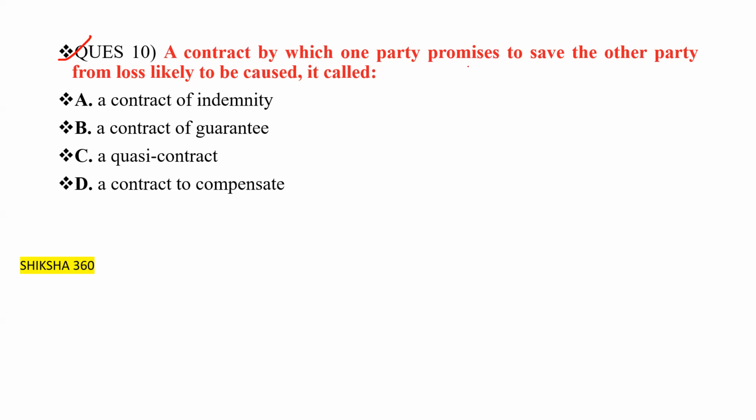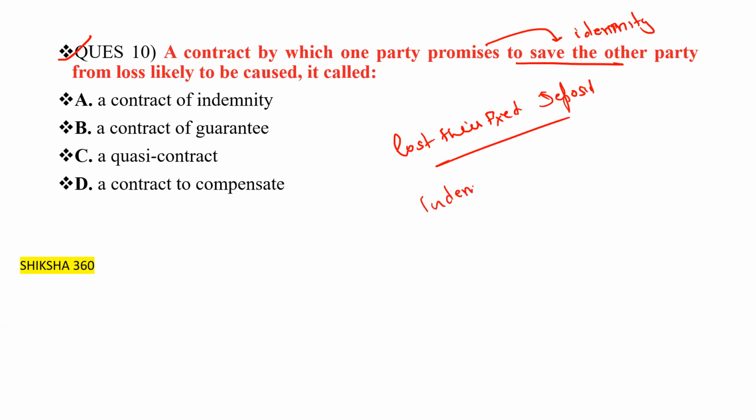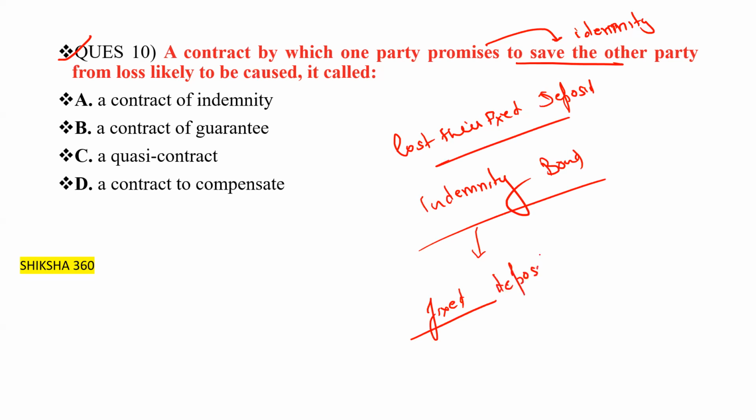A contract by which one party promises to save the other, that is basically indemnity. For example, if any person loses their fixed deposit, they come to the bank for a duplicate fixed deposit. At that time the bank will take an indemnity bond from that holder, so that if in future the fixed deposit is found by that person or anyone else, the concerned person is responsible for that.